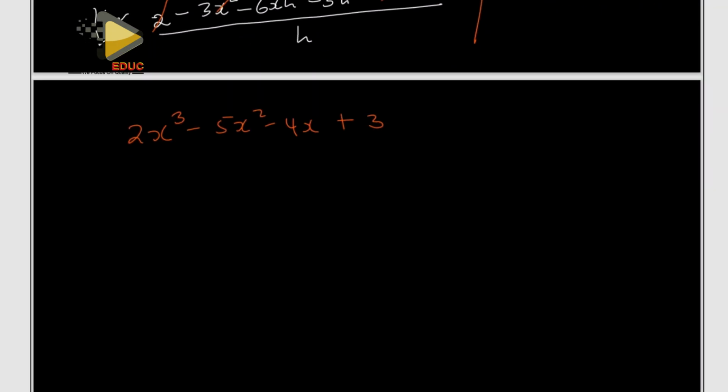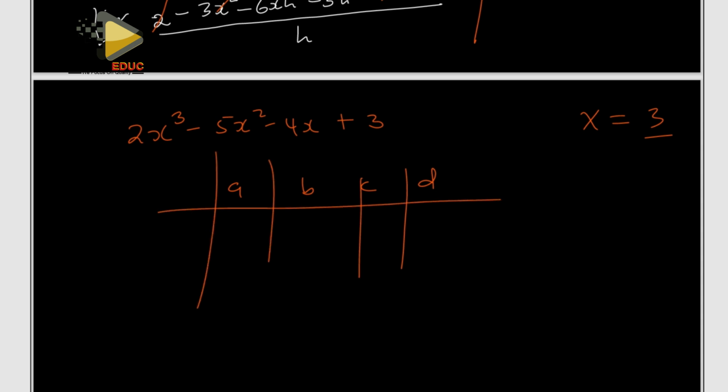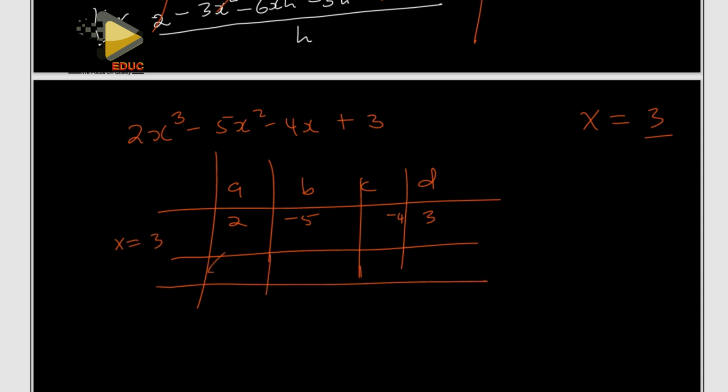So they told us x is 3 is just one of the roots. I can use my synthetic approach. The coefficients will be 2, -5, -4, and 3. And I'm going to take x to be 3. Remember, this has to be shaded off. This will be 2. Then 2 times 3, that's going to be 6. 6 and that, it's a 1. 1 times 3 is 3. When I add, I get -1. -1 times 3 is going to be -3. I get 0.